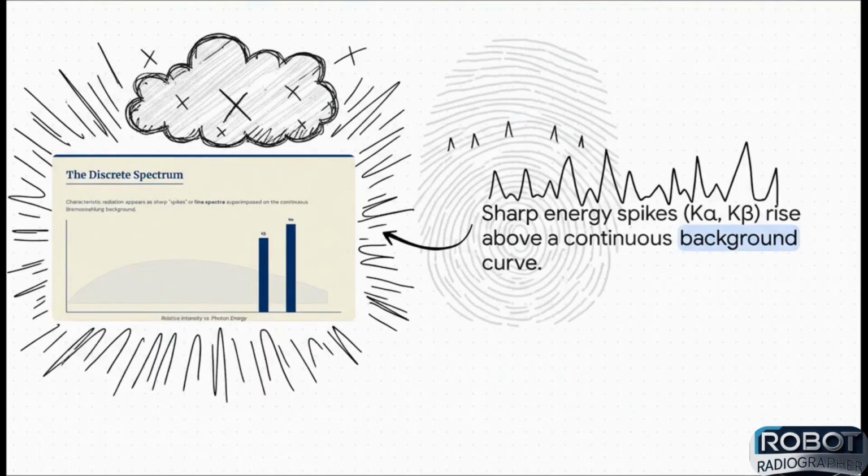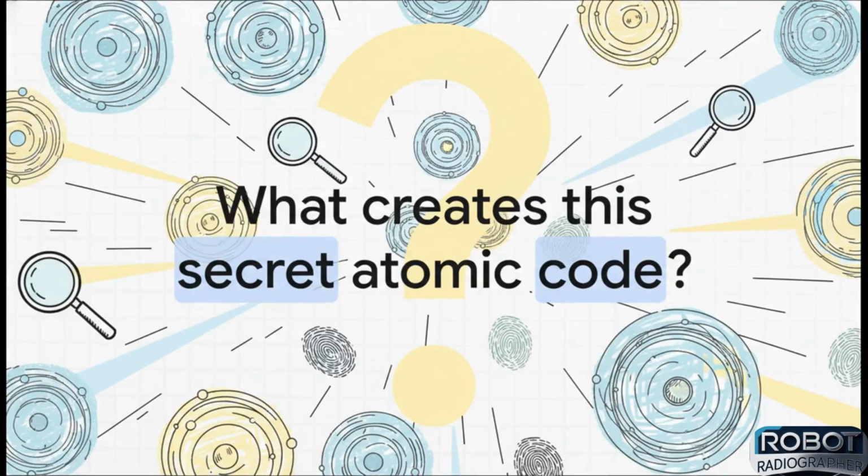Scientists are graphing the energy from X-rays, and they see this smooth, predictable curve. But then, popping right out of that curve are these incredibly sharp, distinct spikes of energy. So what's the deal with those? Where do they come from? And that, right there, is our big question for today. We're basically going to be detectives, figuring out exactly what creates this secret atomic code.